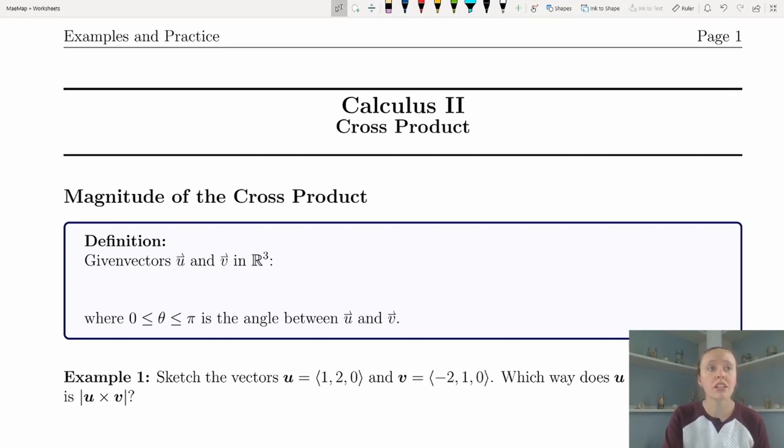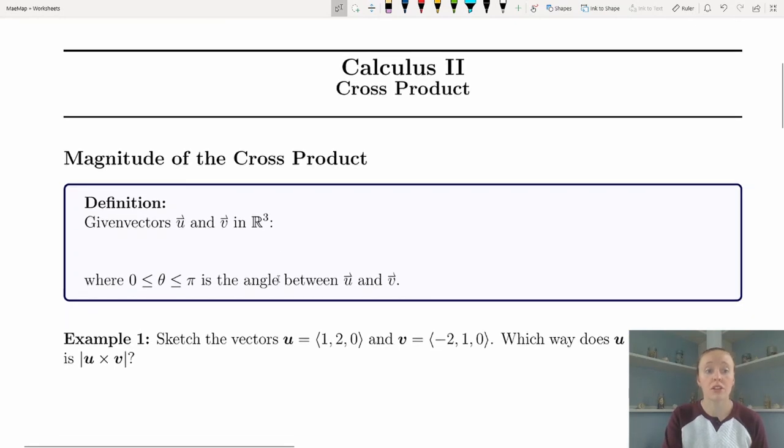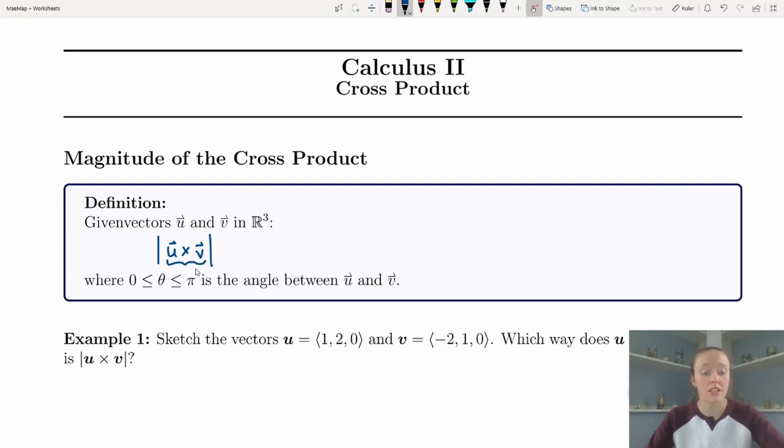So, if we're given vectors u and v in R3, so that's in three dimensions, assuming that both u and v are non-zero, then we have the following formula. The magnitude of the cross product of u and v is going to be equal to the magnitude of vector u times the magnitude of vector v times the sine of theta.